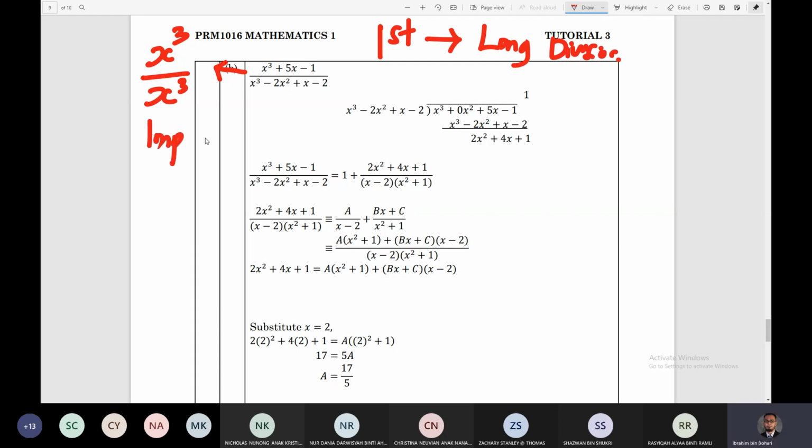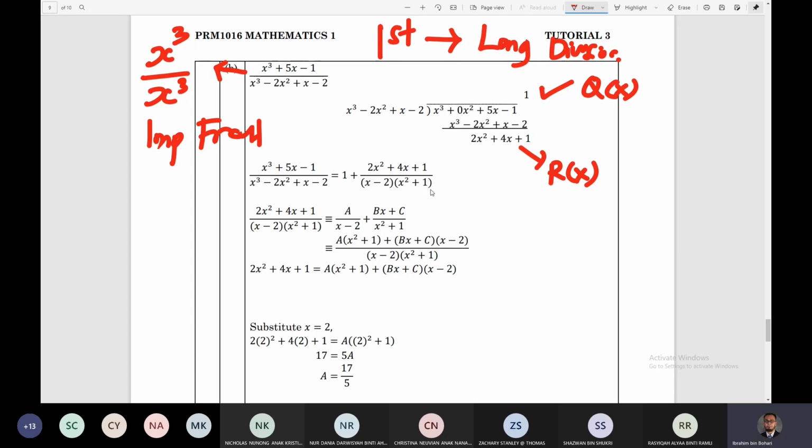Okay, this one is an improper fraction. Okay, you jumpa saja improper fraction, you punya first step is a long division. Okay, so long division, x cubed plus 5x minus 1 divided by x cubed minus 2x squared plus x minus 2, and q(x) here equals 1, and then r(x) here equals 2x squared plus 4x plus 1. Okay, so here you write down the equation 1 plus (2x squared plus 4x plus 1) over (x minus 2) times (x squared plus 1).